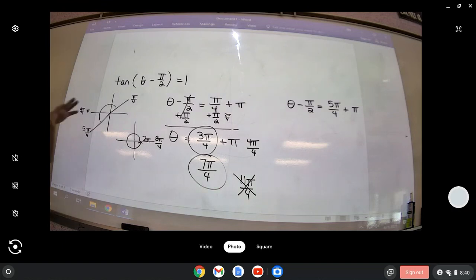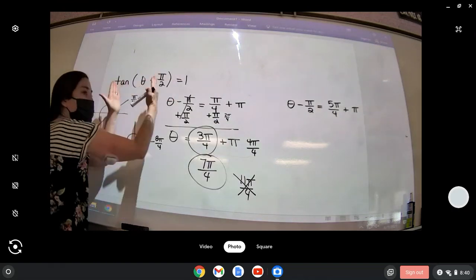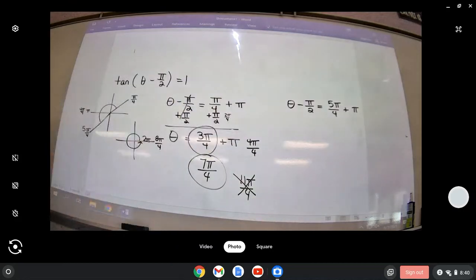So this one didn't have a period change. The period was always pi, but it had a shift to the right pi over 2 units. So you could have shifted more or fewer answers out of this range. All right, how do we feel, okay? All right, let's try another one.